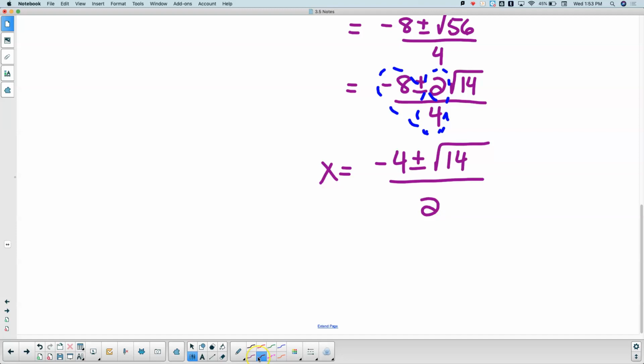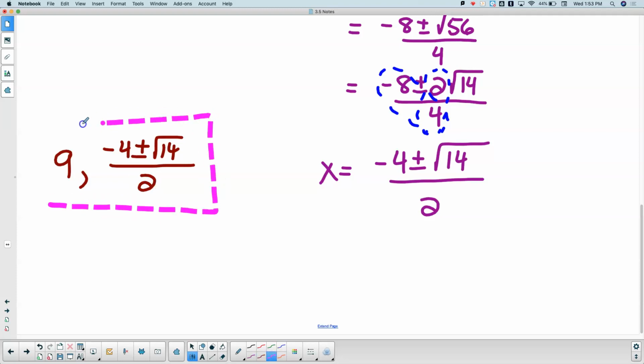So my 2 extra zeros, or my 3 total zeros, are 9 and negative 4 plus the square root of 14 divided by 2, and negative 4 minus the square root of 14, all divided by 2. And there are my 3, almost said 4, there are my 3 real zeros. One of them I knew, and we had to find the other 2.